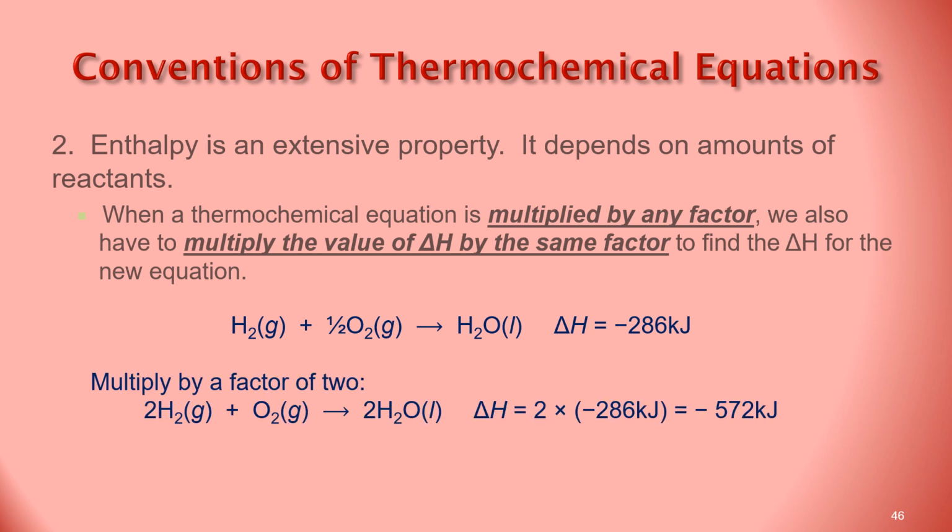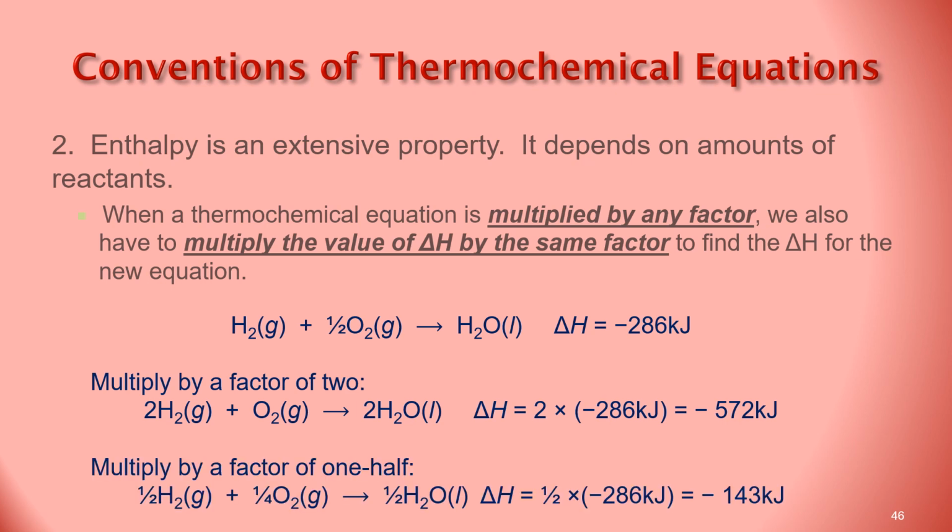What if we doubled that? So 2H2 plus O2 to give us 2H2O. Then the delta H would be negative 572 kilojoules. So we multiplied that by 2. What if instead we want to take half again? So half of H2 plus a quarter of O2 to give us a half of H2O. Well, we would multiply the original delta H by a half to give us negative 143.